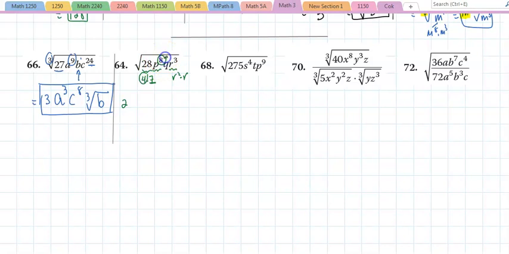The square root of p to the 8, 2 divides 8 4 times. That's done. Q is one of a kind. And this clears the radical as 1. What's left underneath the radical? A 7, a Q, and an R.